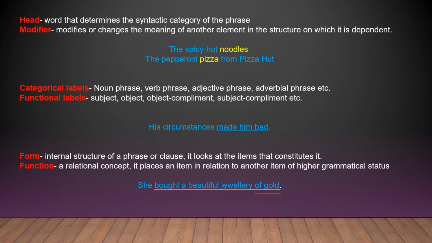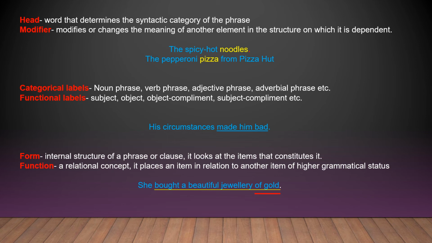Okay. Similarly, in the second sentence, the yellow word pizza is the head of the phrase, and the pepperoni and from the Pizza Hut. So these two elements are telling you something about the pizza, from where it is and what type of pizza it is. The one in the front is a pre-modifier, and the one after the head is a post-modifier. So depending on the position of the modifier, you can term it as pre-modifier or post-modifier.